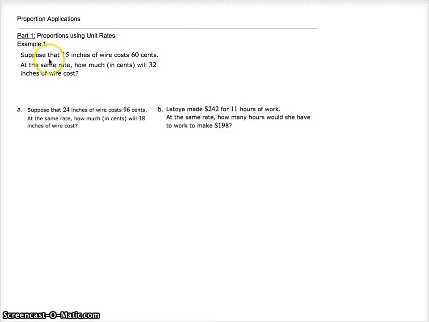For example 1, it says, suppose that 15 inches of wire costs 60 cents. At the same rate, how much in cents will 32 inches of wire cost? The first thing we need to look at is finding a ratio. They give us a unit rate here. And a ratio is comparing similar items.